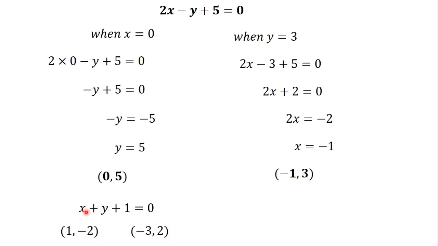So now we have found 2 points for each line. For the first line, that is line x plus y plus 1 is equal to 0, we had (1, -2) and (-3, 2). And for this line, that is line 2x minus y plus 5 is equal to 0, we had (0, 5) and (-1, 3). We can now plot these points on the graph sheet.